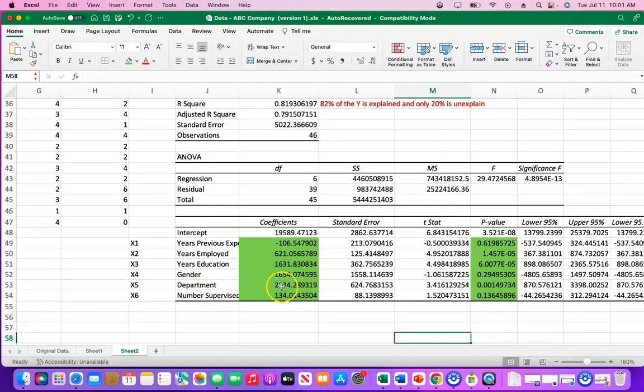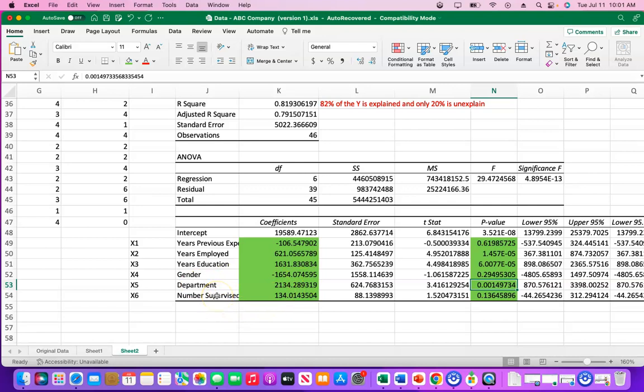Now let's look at the department. We have that slope for the department, and so the question is, is that slope significant? Then we have to look at the probability value. Here we have the probability value, which is 0.001. And so this probability value is less than 0.05. And therefore, we can say that, yes, we can reject the null hypothesis. And in that case, we can say that this is strong.